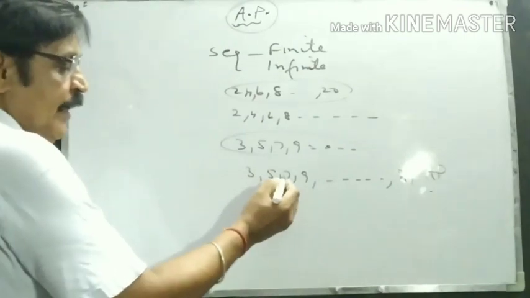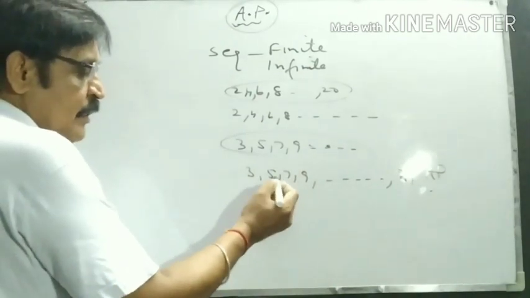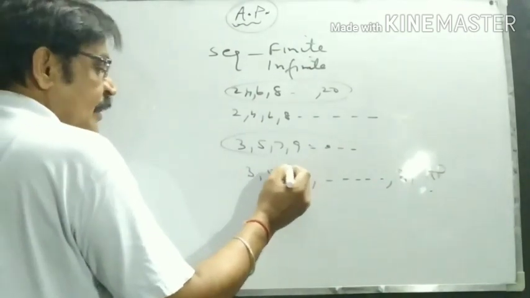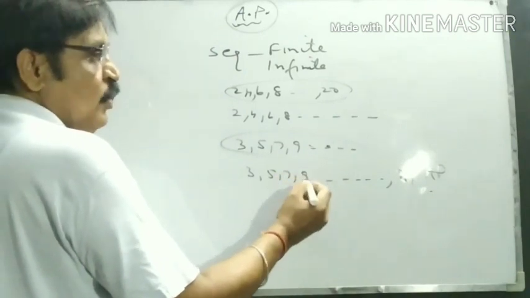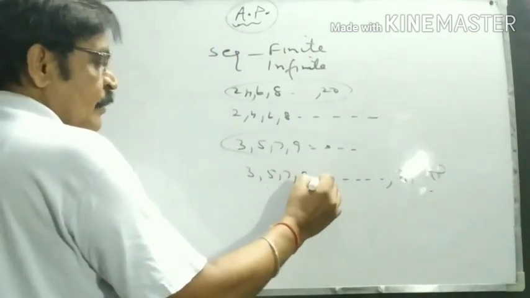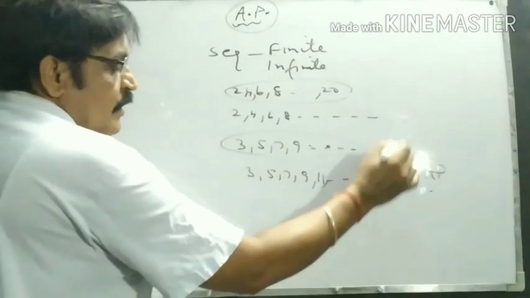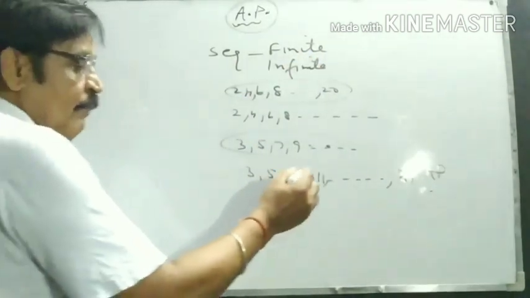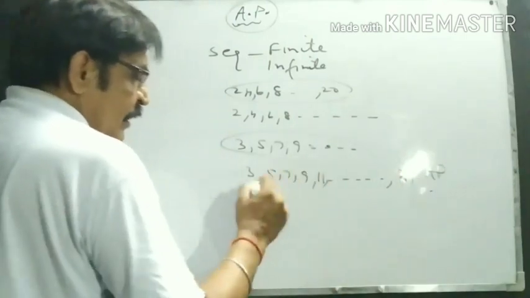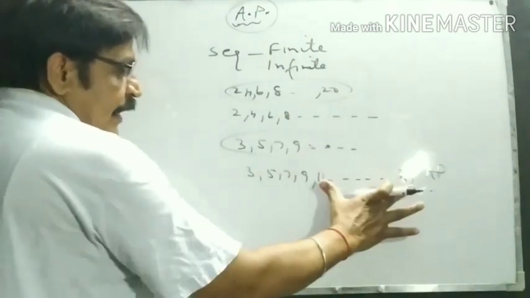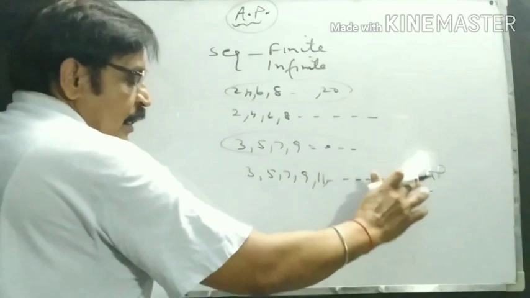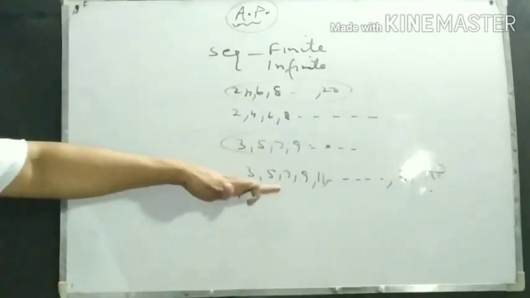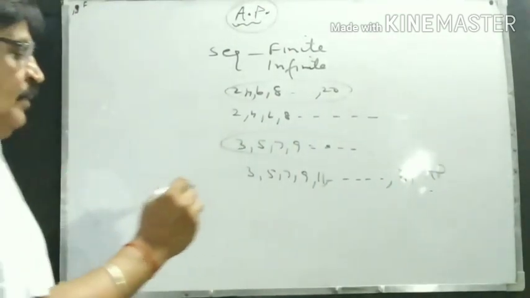Why? If you take these two terms, the difference is 2. If you consider this one and this one, that time also the common difference is 2. Next term is 11. And like this you can write so many terms. Moreover, you can find how many terms are there between 3 and 81. How many total terms are there in this particular AP?